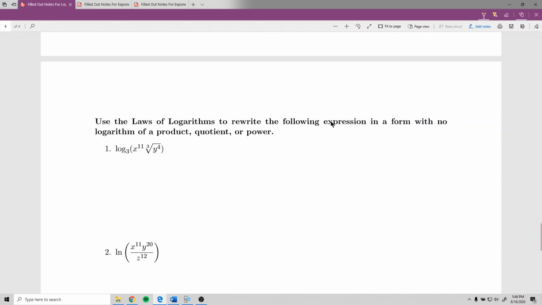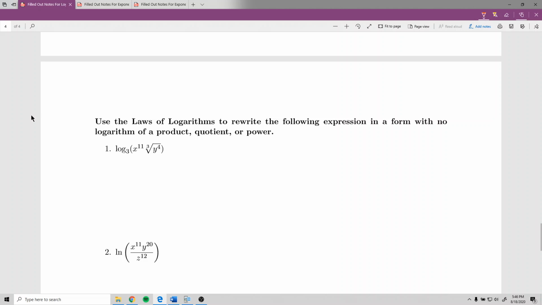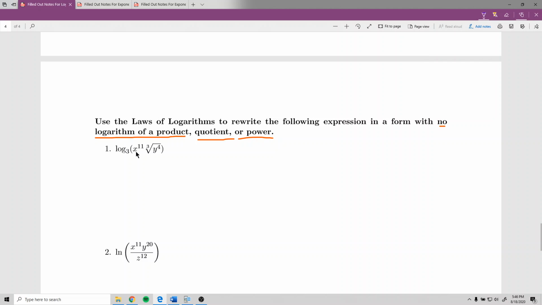All right, so we've got 2 here. It says use the laws of logarithms to rewrite the following expressions in a form with no logarithm of a product, so no multiplications, no quotients, meaning no divisions, or no powers. And the first one says log base 3 of x to the 11th times the cube root of y to the 4th.